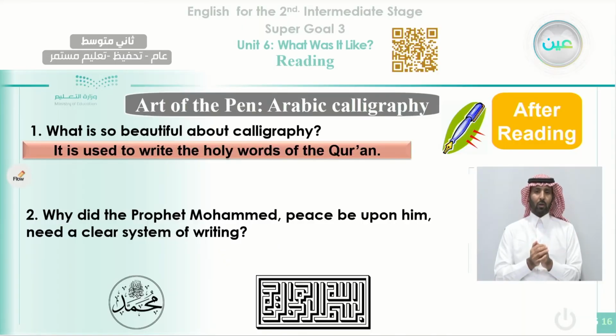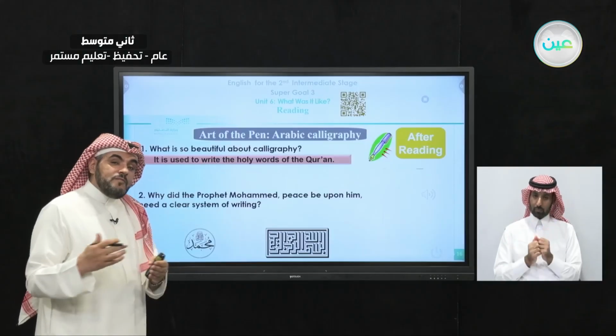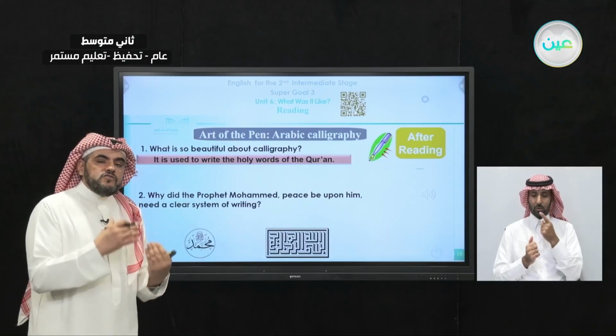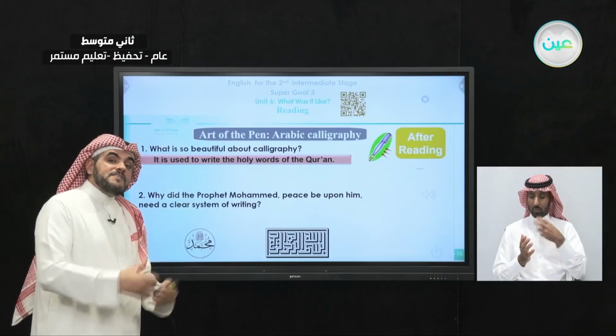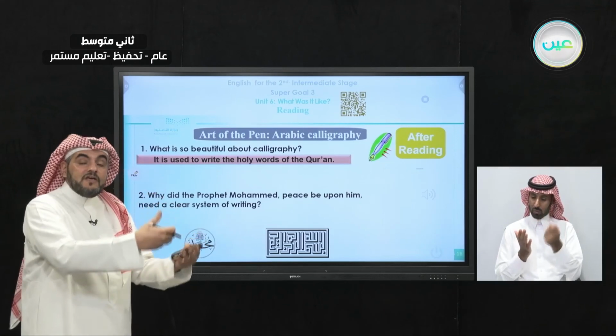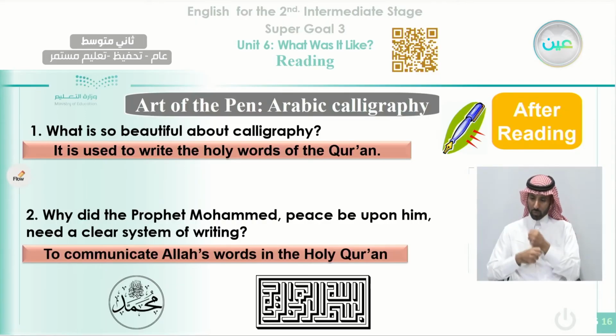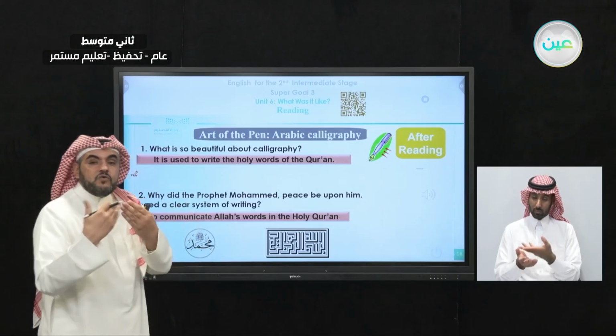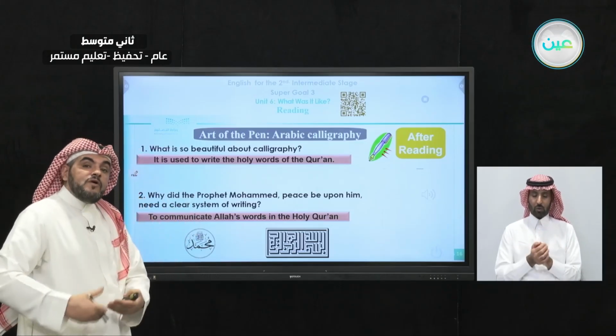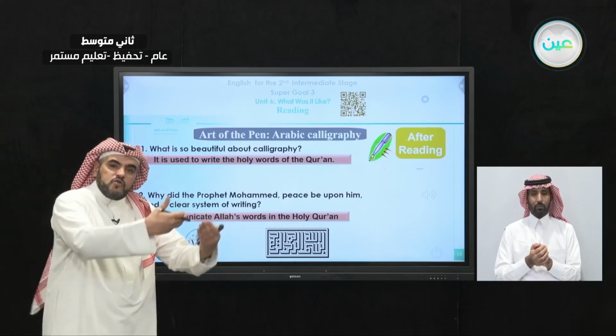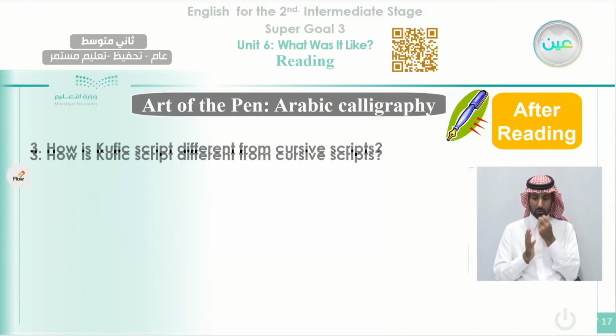And here, why did the Prophet Muhammad, peace be upon him, need a clear system of writing? When Muhammad sallallahu alaihi wasallam had the verses of Quran, he insisted that it should be written to be given to other generations. So why did he do that? He wanted to communicate Allah's word in the Holy Quran. Okay, so we want others to communicate, to talk to each other, and to get the verses of Quran to others. Okay, question number 3.